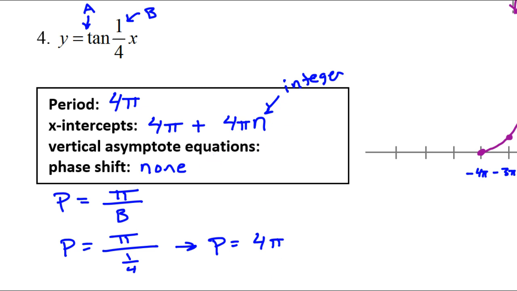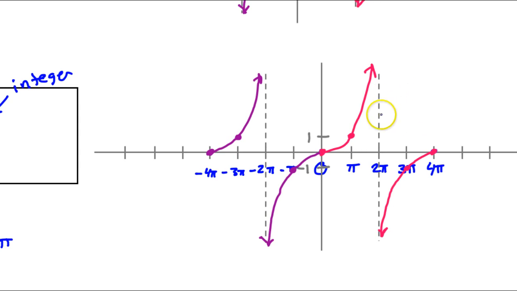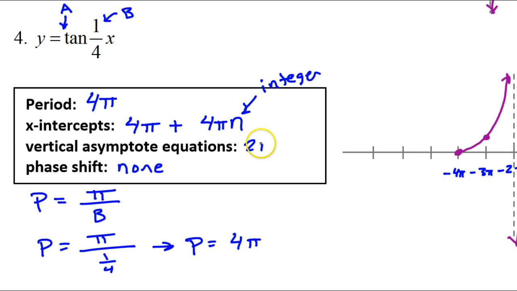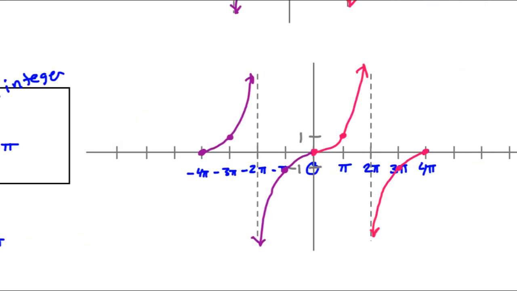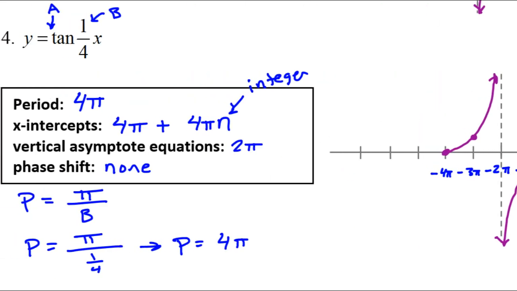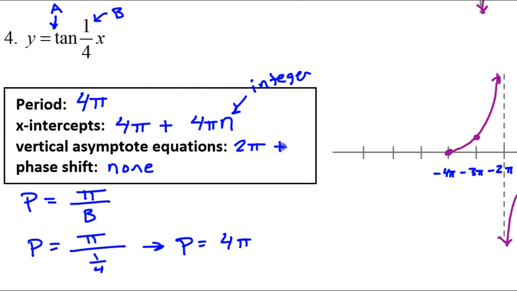And I'll do the same thing with the vertical asymptotes. So I have a vertical asymptote here at 2 pi, for example. So I'll start with that one, my first positive one. But then it will occur again every time I go a full period. So I'm going to add multiples of the period. So I'm going to add again 4 pi n. And again, this n is an integer. So that is going to do it for problem number 4.